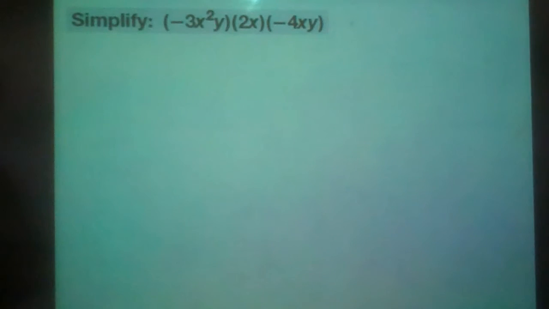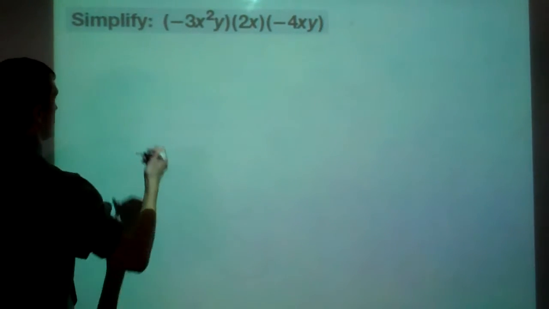We have 3 terms being multiplied together, and like I said before, we can just multiply everything straight through. It doesn't matter that they are not like terms. Could we add these 3 terms together? No, but we can multiply them together. So let's reorder some things.